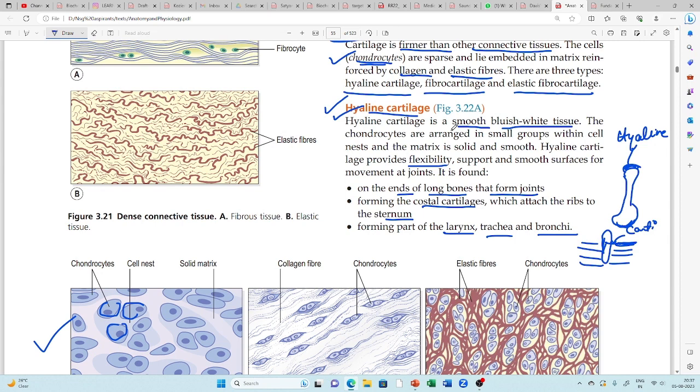What is meant by ribs? You know, no? The chest bones, those small bones we can see. Those are the ribs in the chest. And the center chest bone is the sternum. These ribs are attached to the sternum by a cartilage, and that cartilage is one example of hyaline cartilage. Moreover, the larynx, trachea, and bronchi are also made up of hyaline cartilage only. Okay, clear?